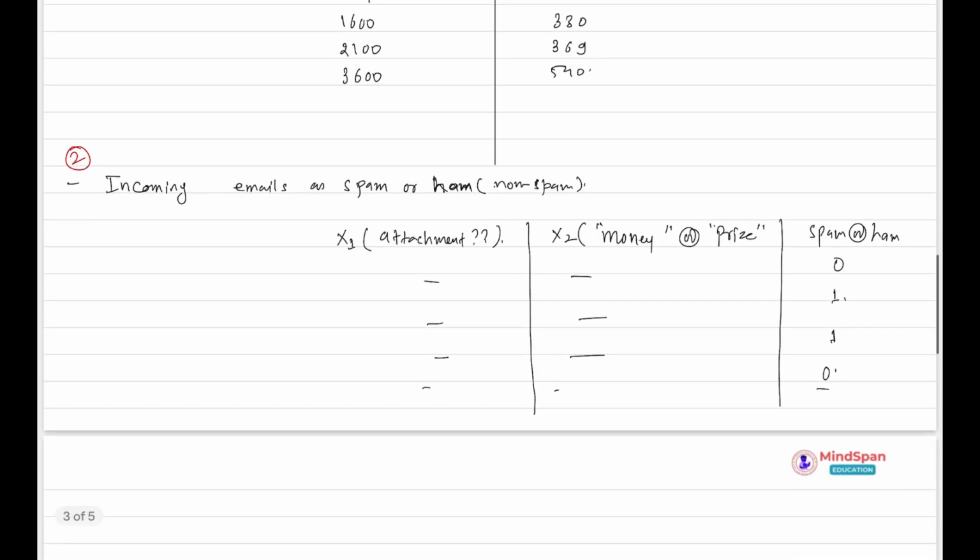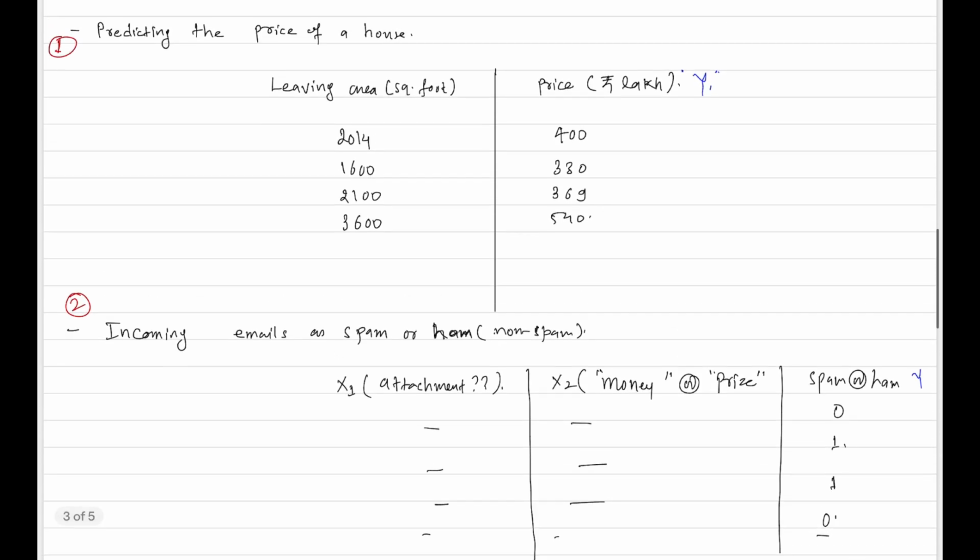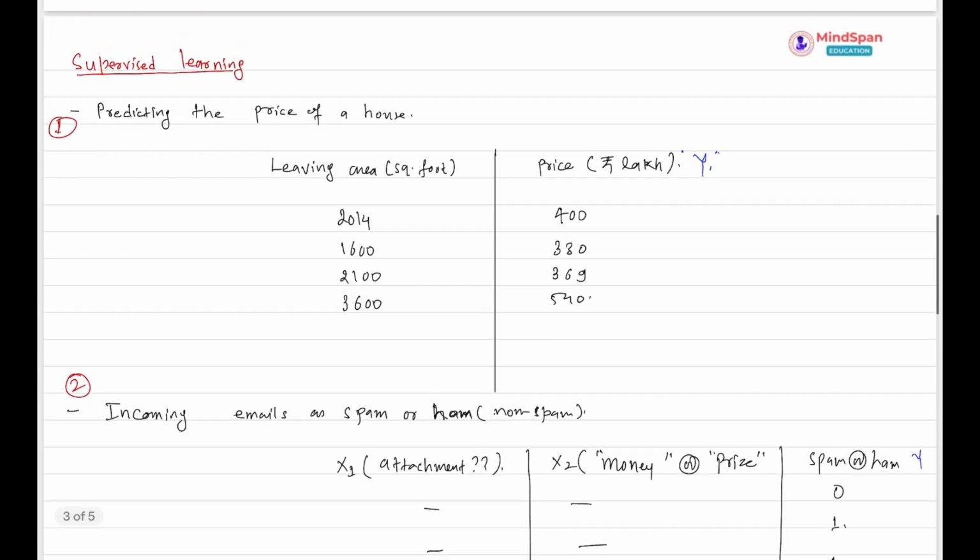But it is taking a continuous value. But in the case of spam or ham, the output is taking two values, either 0 or 1, right? So in this case, the y is taking values that are discrete, right? So we can divide the supervised problem into two categories based on the output, right? And the first category that we have seen is what we call a regression problem.